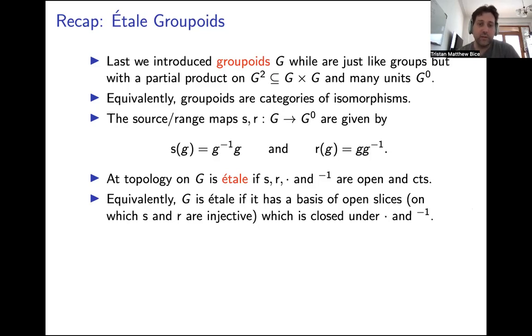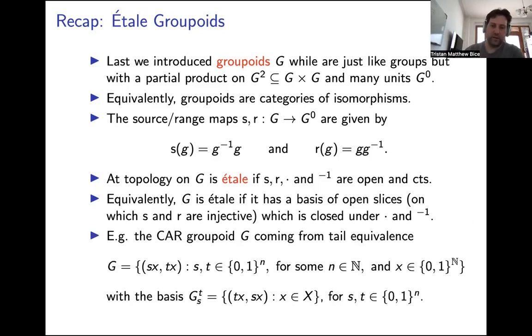A nice equivalent definition of being Étale is that it has a basis of open slices. A slice, remember, of a groupoid is simply a subset on which the source and range maps are injective. They're one-to-one. And if it has a basis of open slices which is also closed under taking pointwise products, where they're defined, and inverses, so they form an inverse semigroup in the natural operations, then it's Étale. Conversely, if it's Étale, then the collection of all open slices forms a basis for your topology and is closed under the products and inverses.